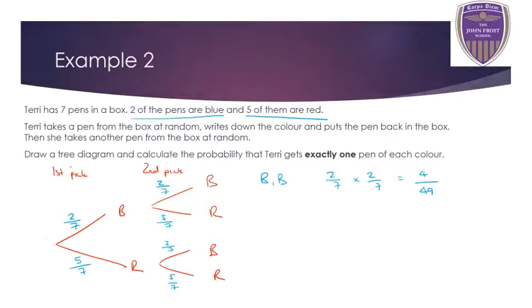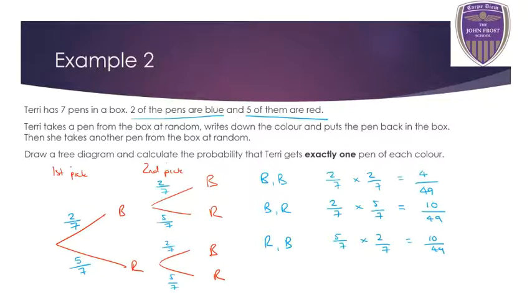The next possibility then is blue on the first pick and red on the second pick. So blue, then red, that's 2 out of 7 for blue, 5 out of 7 for red, so 10 out of 49, because remember we're multiplying, we're going across the branches. Okay, so that's the possibilities by picking a blue first. Now by picking a red first, it would be red, then blue. So red in the first pick, blue in the second pick. So that's 5 out of 7 times by 2 out of 7. That's 10 over 49 again.